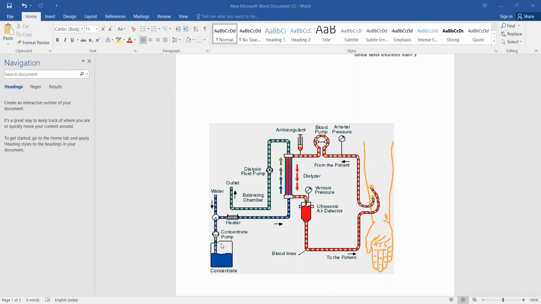So this dialysis solution, when it passes through the dialyzer, it helps to what? It helps to pull or absorb what? Waste products from the blood. Waste product. Okay.